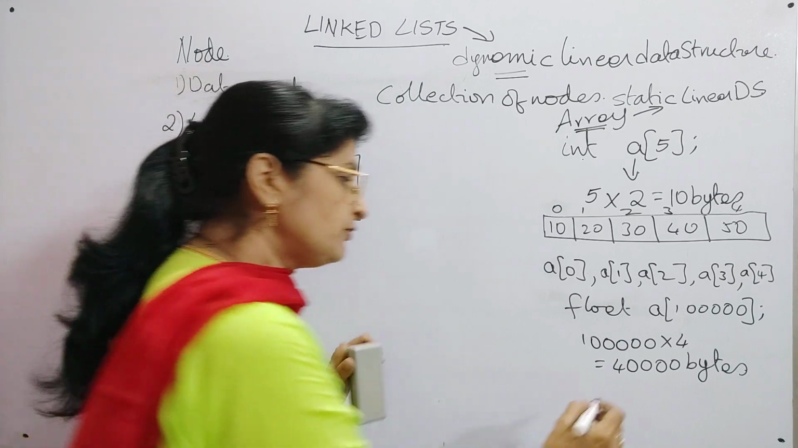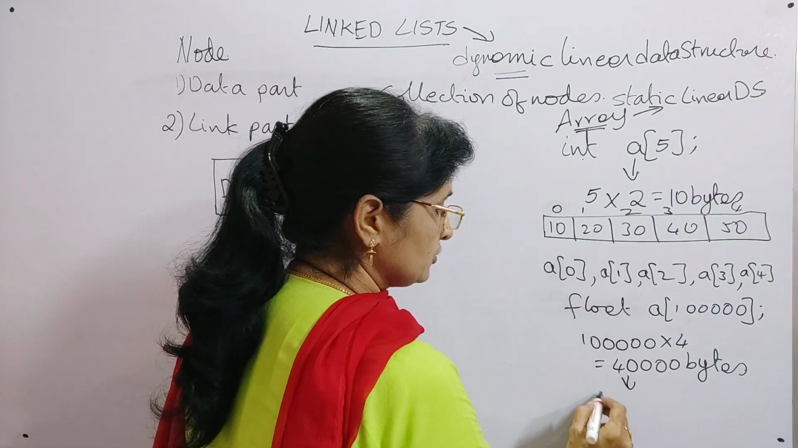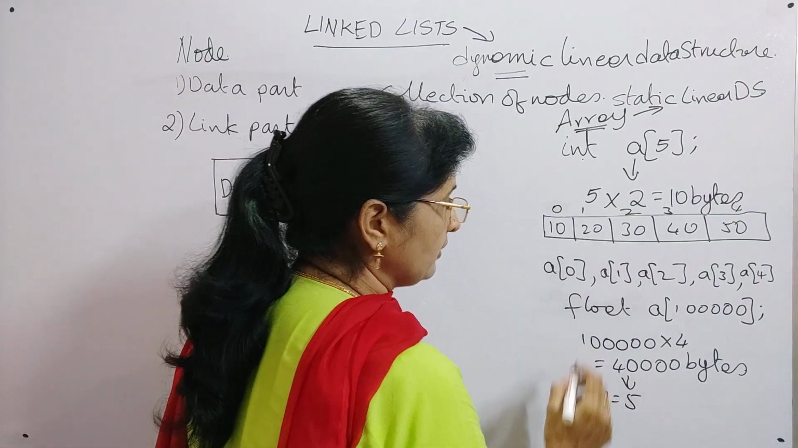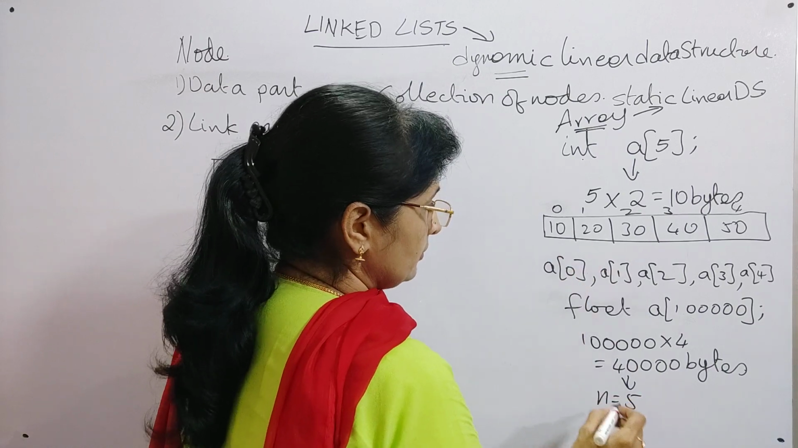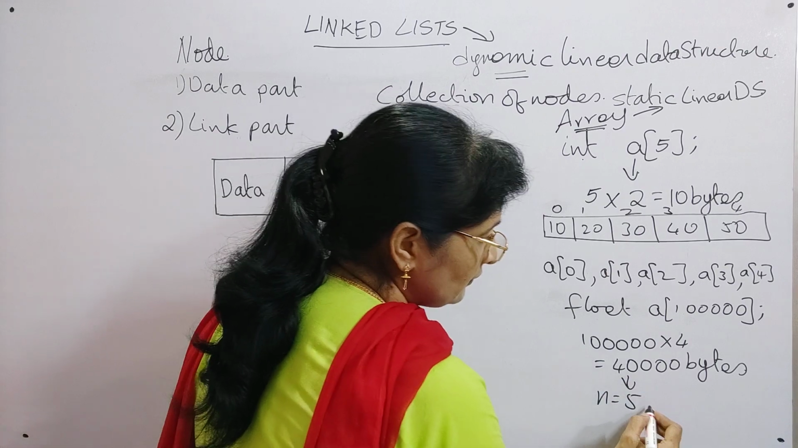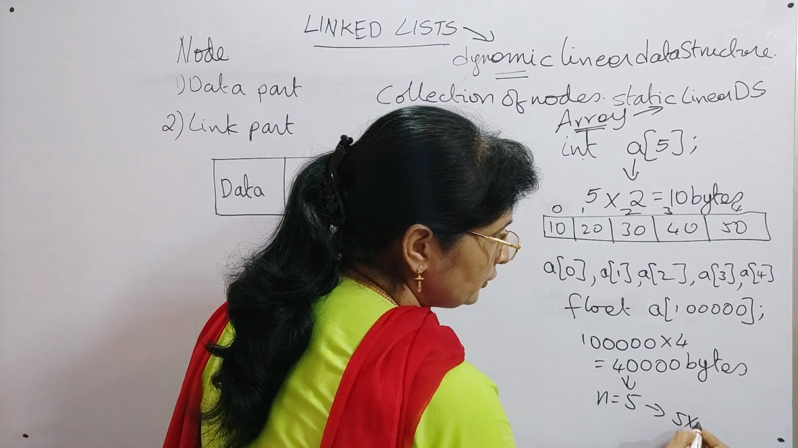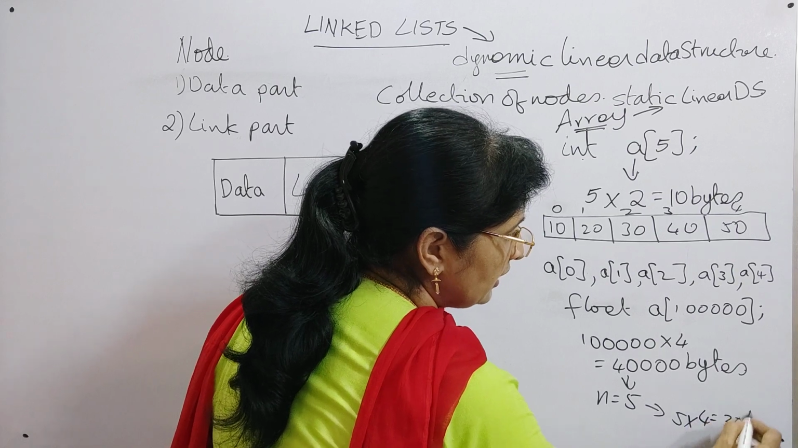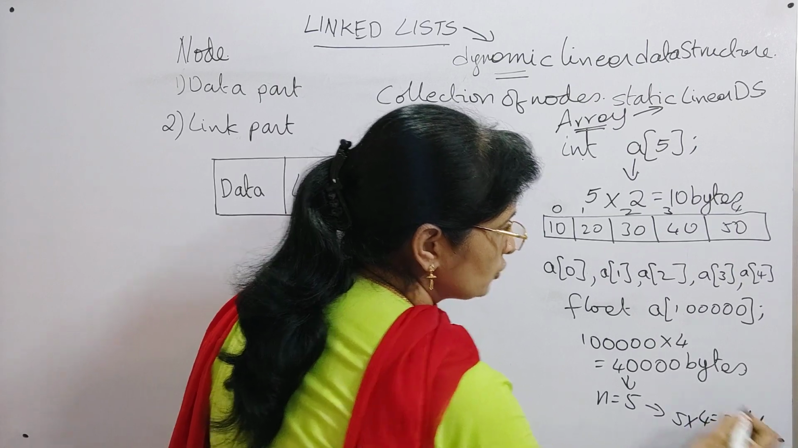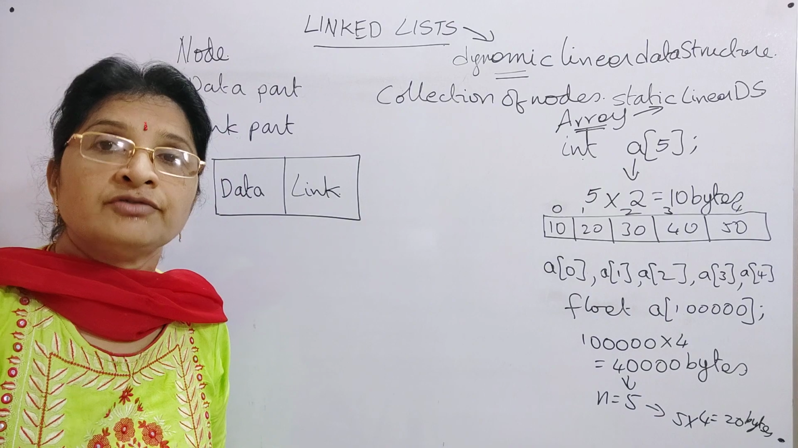Suppose you are using only 5 elements, so you are giving some n is equal to 5 and you are using only 5 elements. So then what will happen? It will use only 5 into 4. That is only 20 bytes of memory is used. So the remaining memory is all wasted.